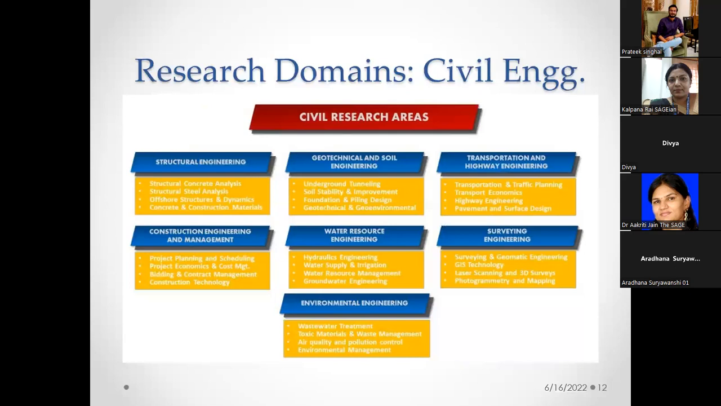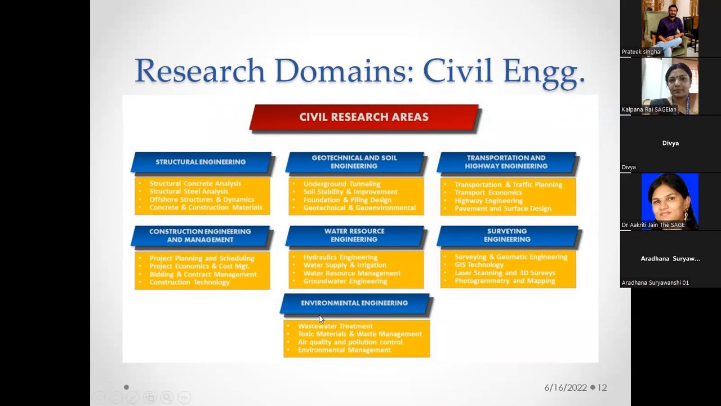In civil engineering also, there are different research areas. Civil engineering students might know about it. That is, structural engineering considers different areas like structural concrete analysis, structural steel analysis, offshore structures and dynamics, concrete and construction materials. Likewise, you can see here the different research areas: geotechnical and soil engineering, transportation and highway engineering, surveying, water resource, environmental and construction engineering.